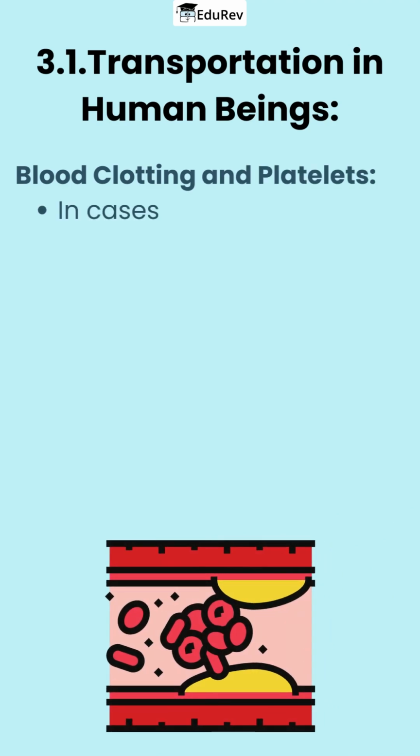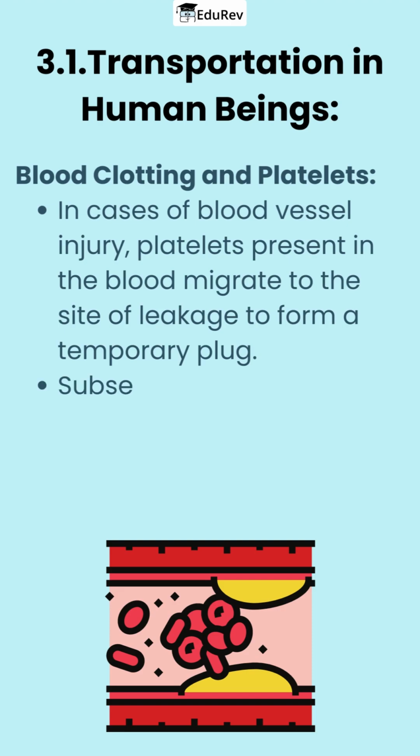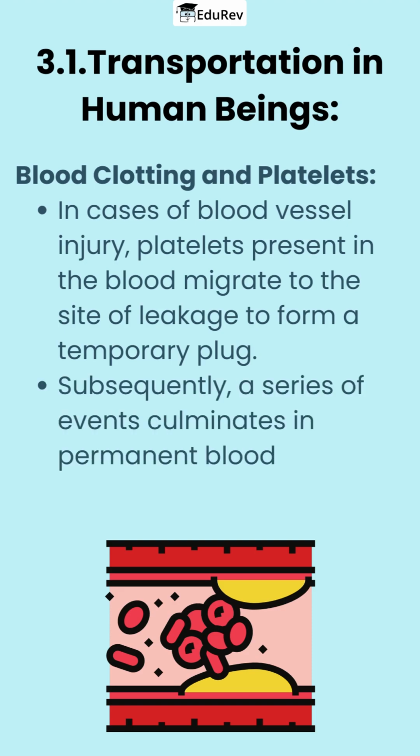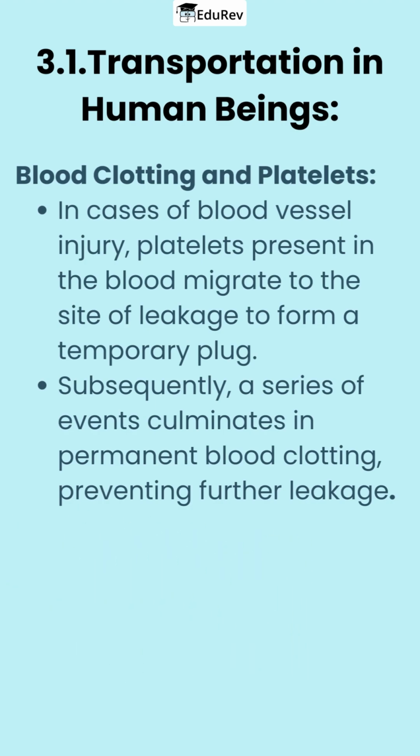Blood clotting and platelets. In cases of blood vessel injury, platelets present in the blood migrate to the site of leakage to form a temporary plug. Subsequently, a series of events culminates in permanent blood clotting, preventing further leakage.